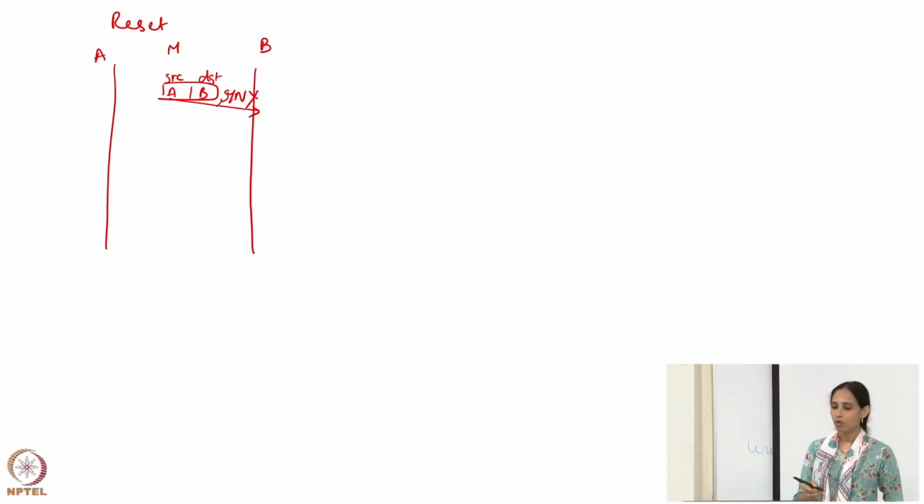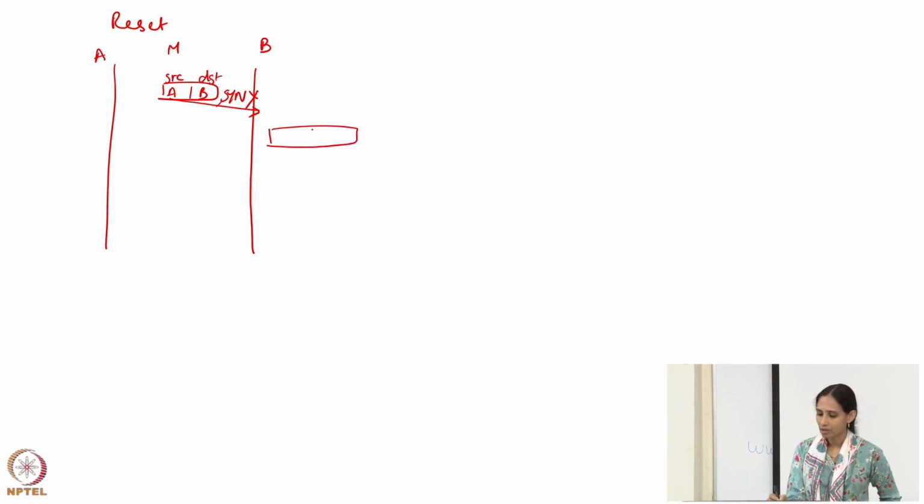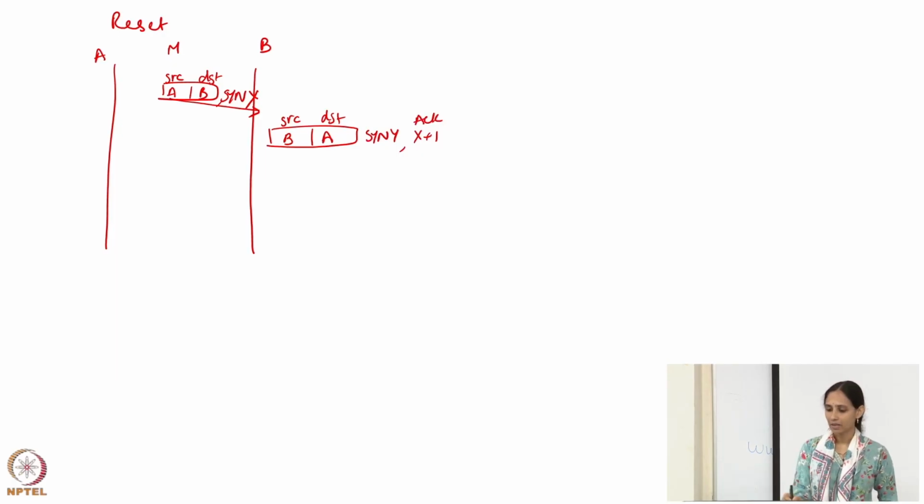Okay. Now, B in response to this will assemble a packet with the source as B and destination, will it put M? Because it does not know that Mallory is sending this. As far as the packet it got, it got from source as A, so it will put that as the destination, and within that it will again choose a new SYN Y and acknowledge the sequence number X. So, this packet B is going to send.